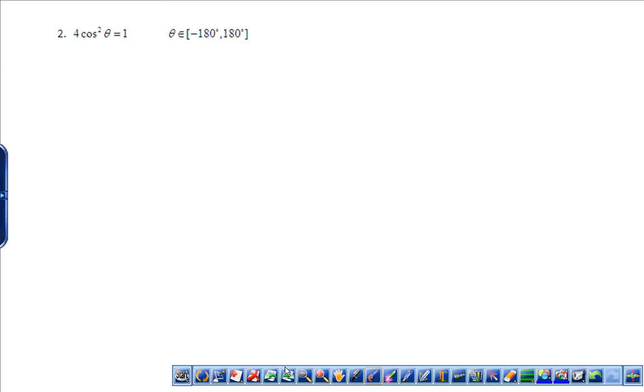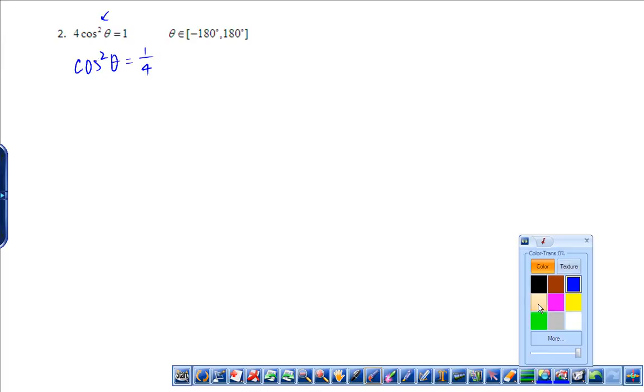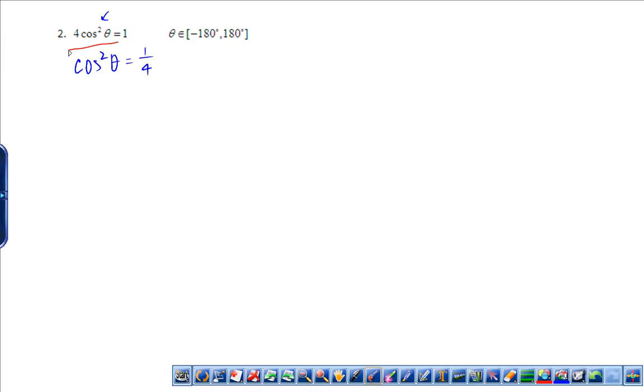Okay, number 2. Now this is where people get messed up because there's a squared. Now let me show you what to do. I would go ahead and divide by 4. So that gives me cosine squared theta is equal to 1/4. To get rid of the square, I would square root both sides. When you take the square root of 1/4, you're going to get a positive and negative 1/2. Okay, so I'm going to take these apart and do 2 different equations from this.